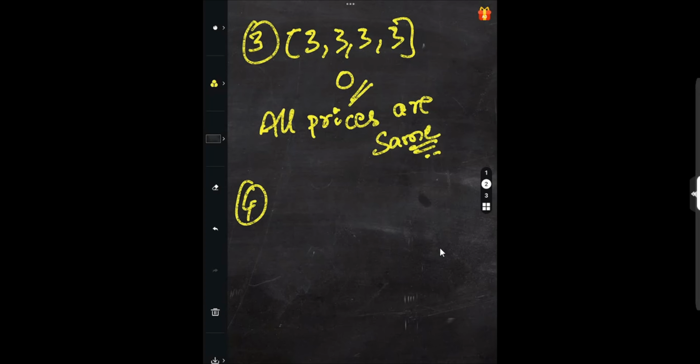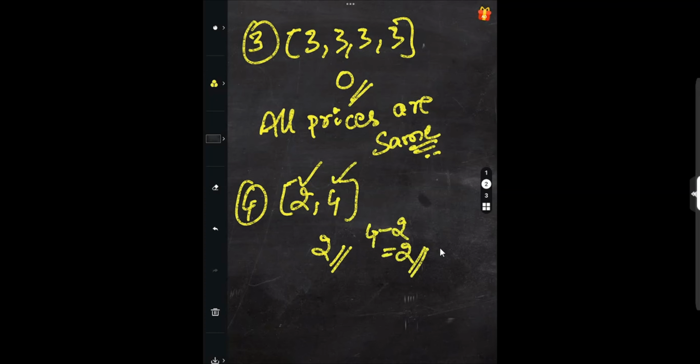Nothing but maximum profit from the adjacent days. I'll just consider the input 2 and 4 here. So the output will be 2. Why? We'll be buying the stock on the first day at 2 and selling the stock on the second day. Nothing but 4 minus 2, so the profit will be 2. We are buying on day 1 and selling on day 2 to achieve a profit of 2.